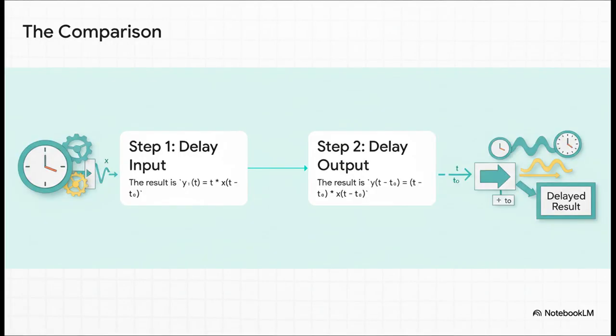So to test this, we do a little two-step comparison. For step 1, we delay the input signal before it even goes into the system. What we get out is the current time t multiplied by that delayed input. Now for step 2, we do the opposite. We take the original output and we delay the entire thing. See how in this case, both the time variable and the input signal get shifted back together? The real question is, do we end up in the same place?